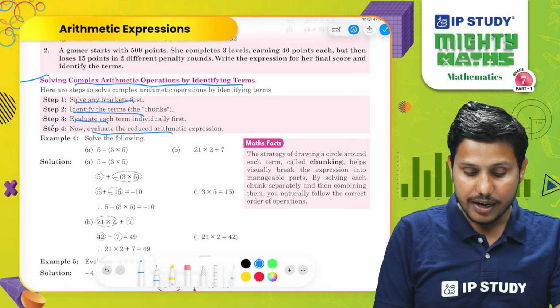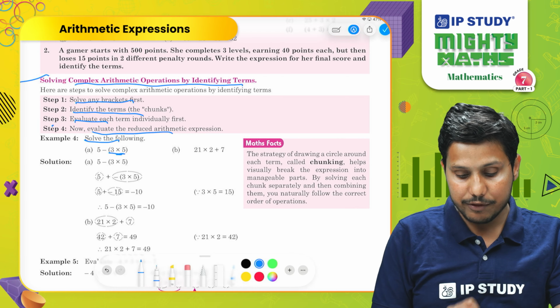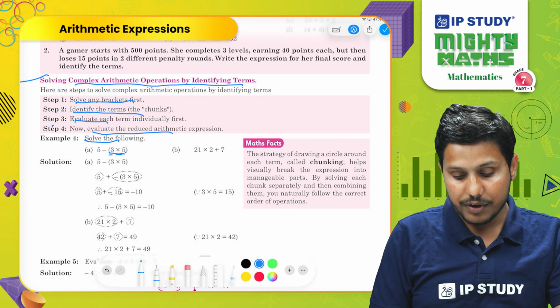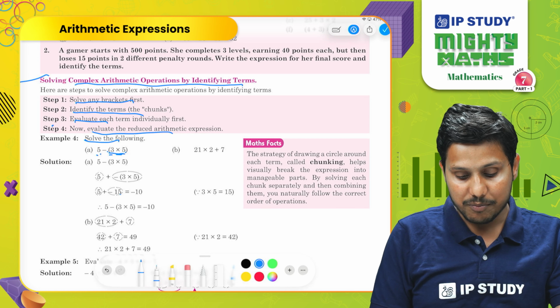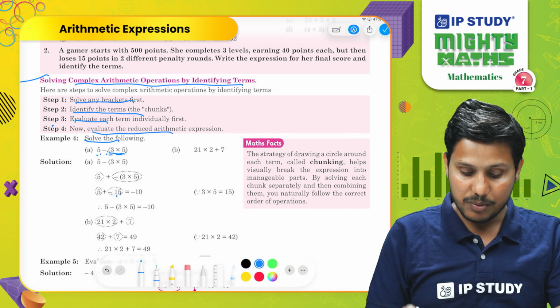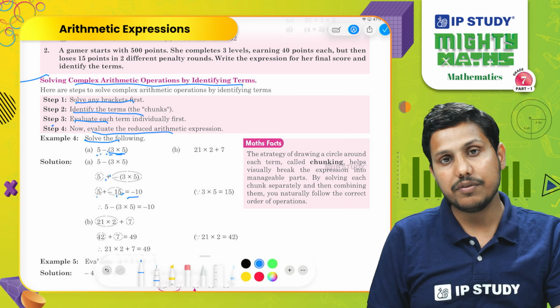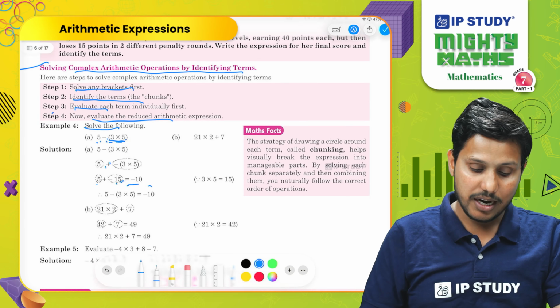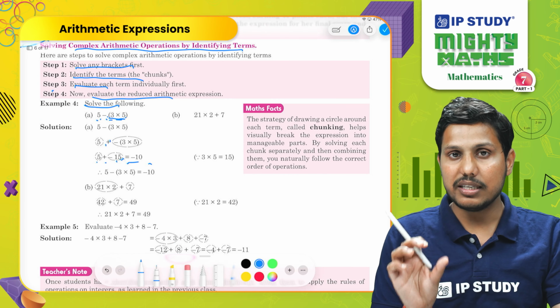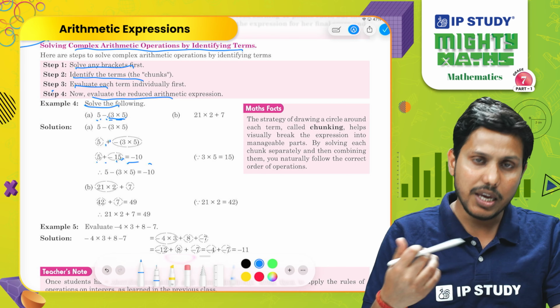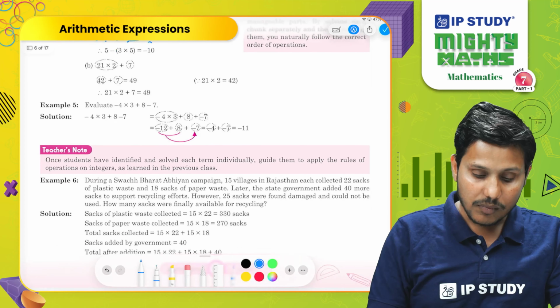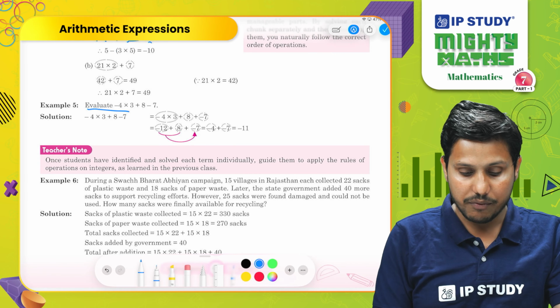For example, here we have to solve this bracket first. So, 3 times 5 is 15 and then we have to write 5 minus 15, which will be equal to minus 10, because we can write it as 5 plus minus 15. So, it will be minus 10, because this will be a single expression which will be solved. Okay.